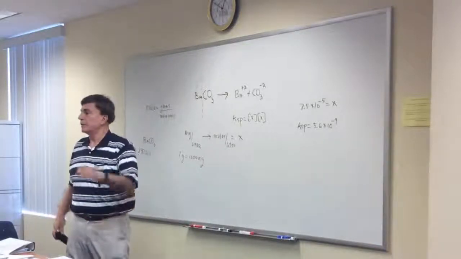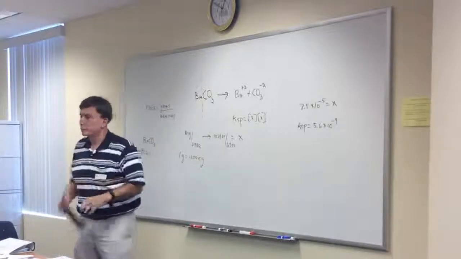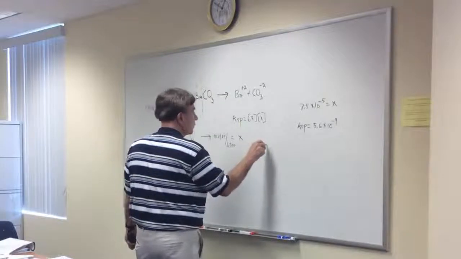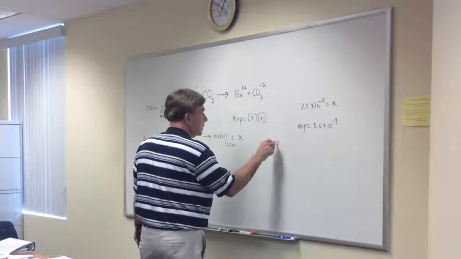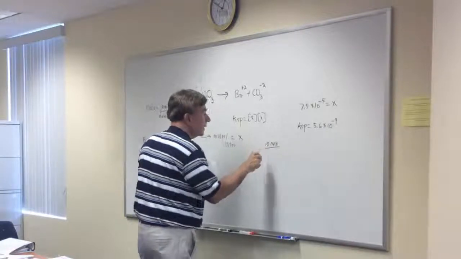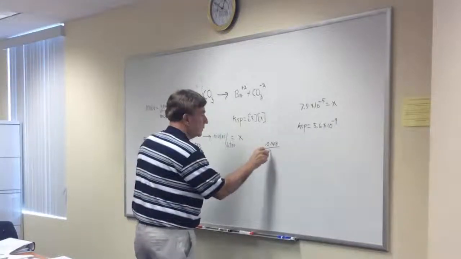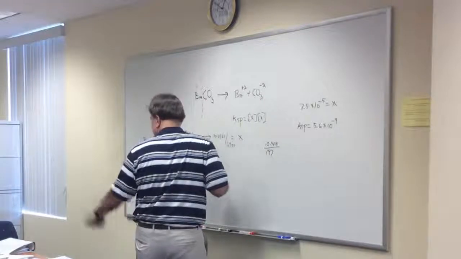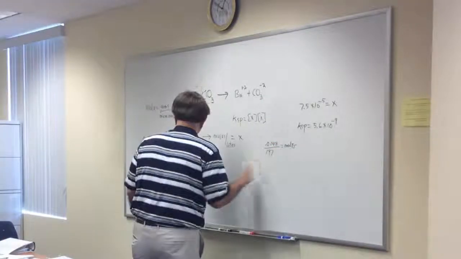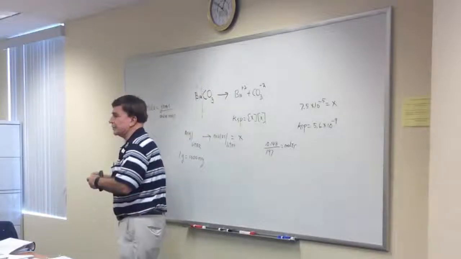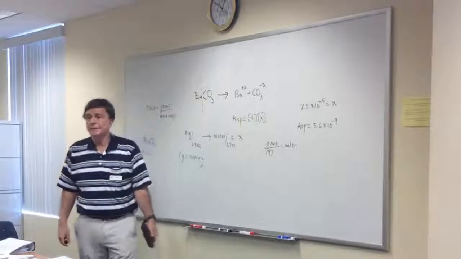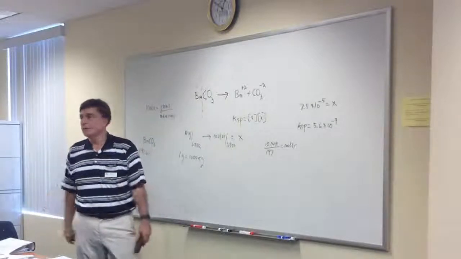You gotta convert. 0.0148 divided by the 197. Is that what you got? Mhm. Yeah, that gives us the moles. Okay, good enough. Again, a lot of this is just trying to refresh yourself on moles and liters and all that stuff.